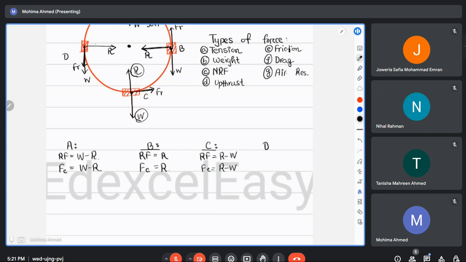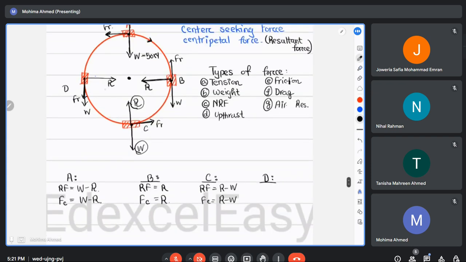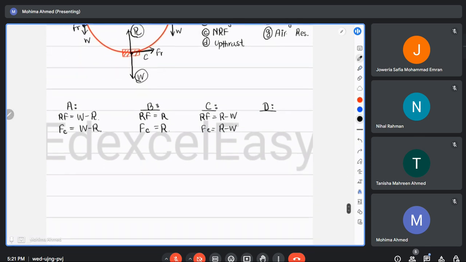Other than that, for point D again, we can only see the reaction force acting towards the center and there's no other force acting opposite to that, right? Points D and B are quite similar, like mirrors of each other. We can clearly see that only the reaction force was acting towards the center. So the entire reaction force will now be acting as your centripetal force. So again we can write the same equation: resultant force is equal to reaction force, and centripetal force is equal to reaction force.